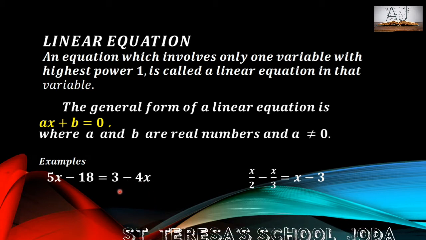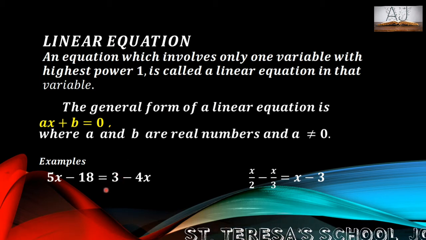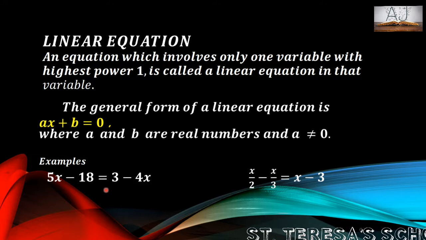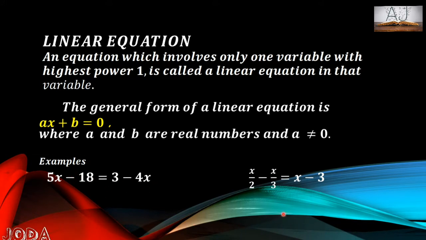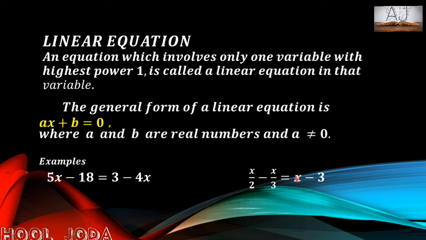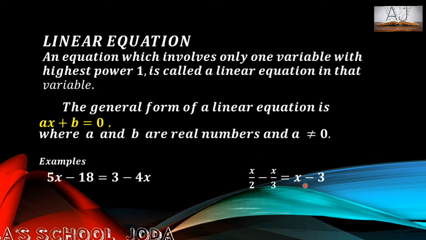Similarly, the second one is also a linear equation. Okay, the first one is linear equation, no doubt. Both the expressions are equal, one variable and the power of the variable is 1. So it is a linear equation. The second one also is similarly a linear equation. So x by 2 minus x by 3 equal to x minus 3. This is also linear equation because it is in one variable x and the power of this variable x is 1 only. Nothing means 1.